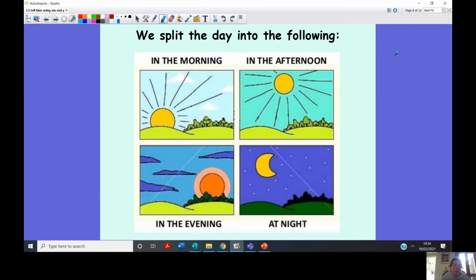There's one thing that I'm going to say now. Just because it is dark, it doesn't mean it's nighttime. It doesn't mean it's PM. We're going to talk about that in a bit.